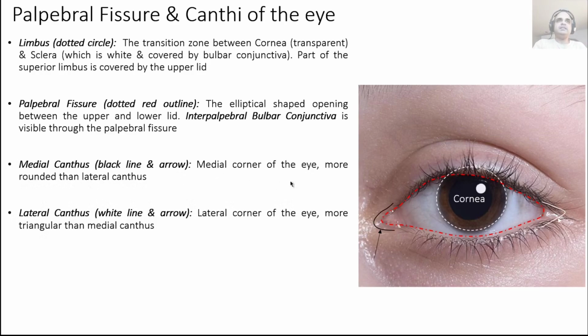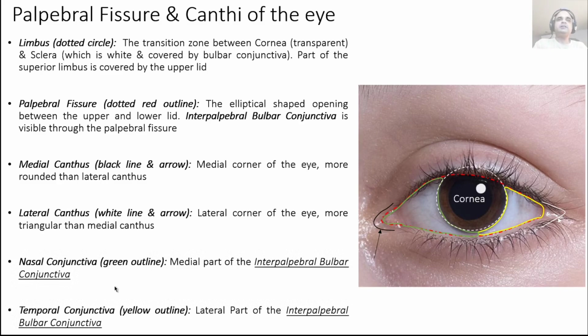Let's talk about the canthi, the medial and lateral canthi, the medial and lateral corners of the eye. The medial canthus is rounder, shown by the black line and black arrow, and the lateral canthus is more triangular, shown by the white line and white arrow. Canthi are basically the areas where the upper and lower eyelids meet, and they are the two extremes of the eye, or the adnexa of the eye.